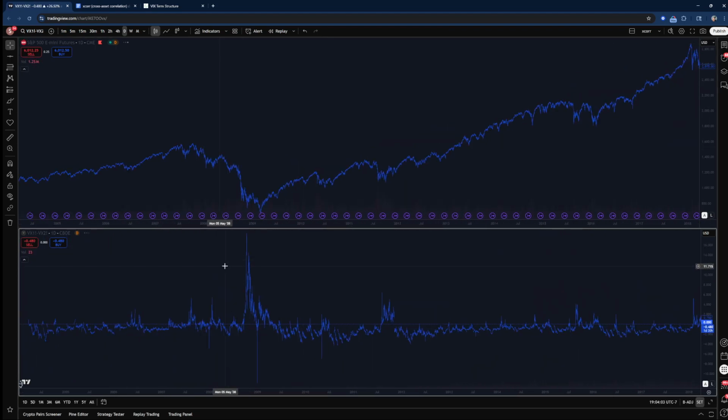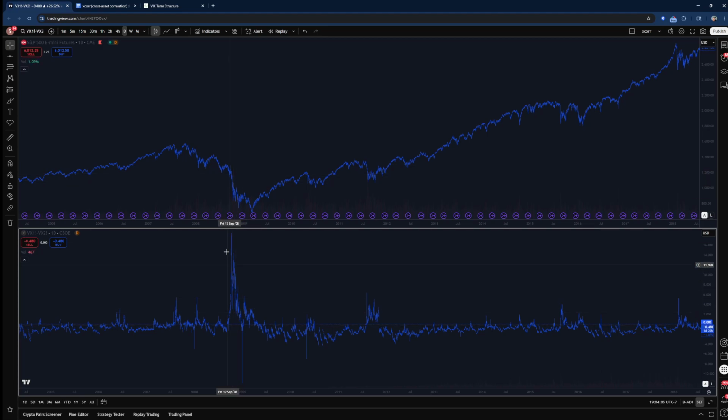It's just, yeah, the market's going down. People need hedges. They're buying the front month VIX because that's the most liquid. They don't need it for long. They just need it immediately. And then you have it go below 0. That's kind of an indication of normalization. But it didn't last for long. It went back up above 0.